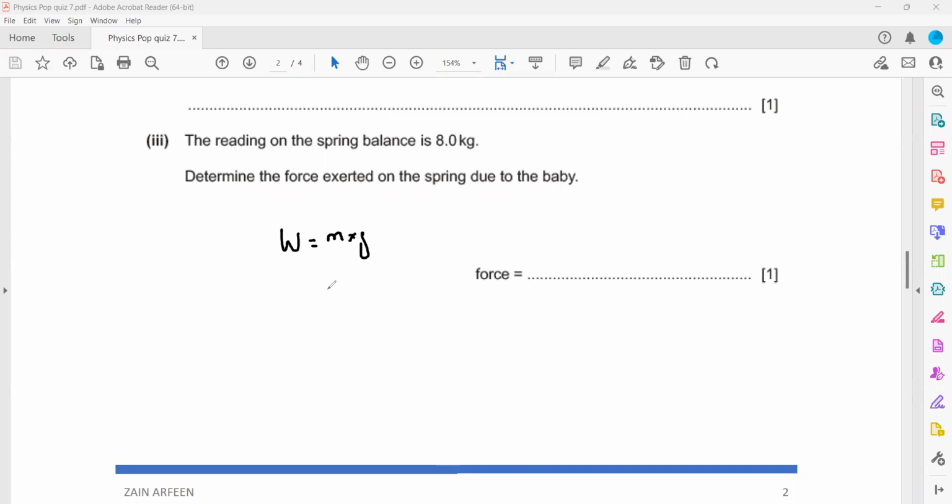where m is the mass, which is equal to 8, and gravity you will take as 9.8. When you solve past exam papers, the 2021 session and 2022 session, you will find they are taking gravity as 10. But from 2023 onward, you have to take gravity as 9.8. So you have to multiply 8 with 9.8. You will get the force here.